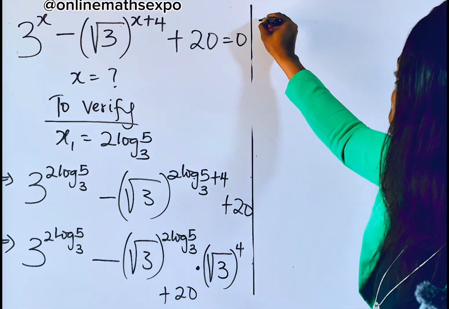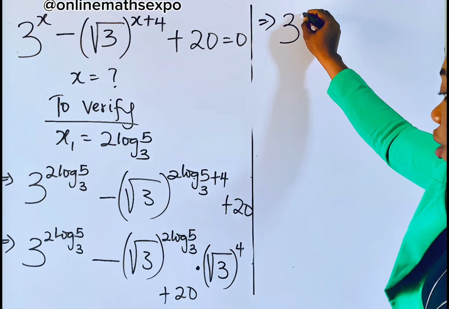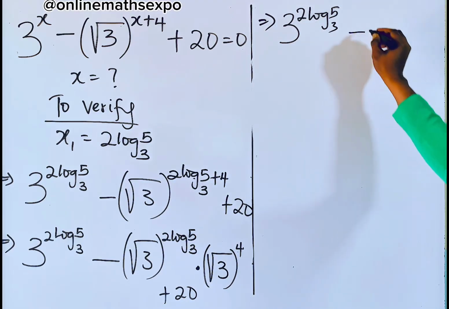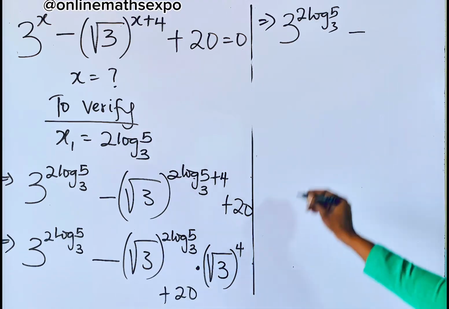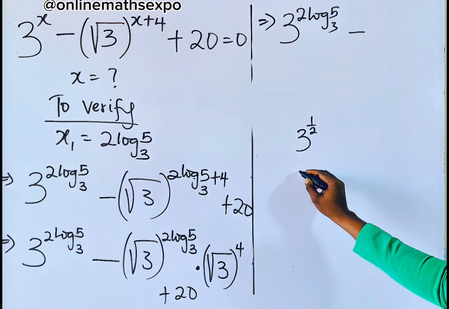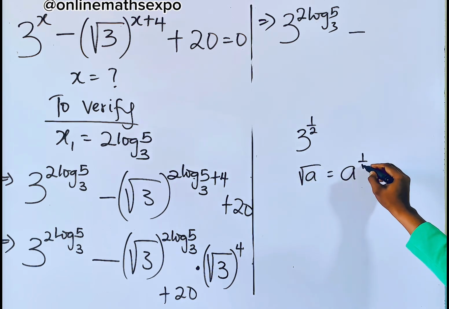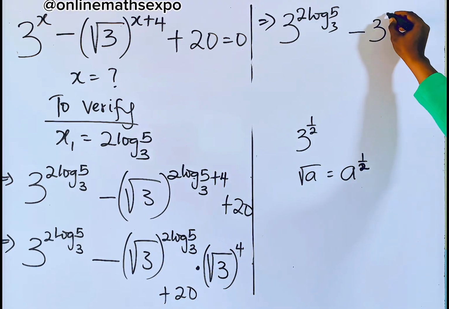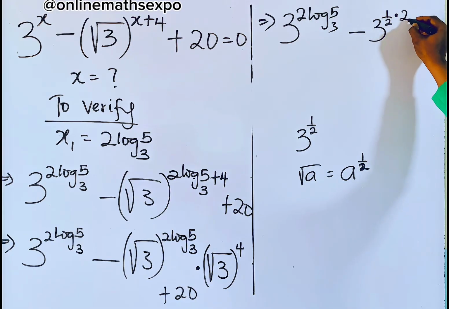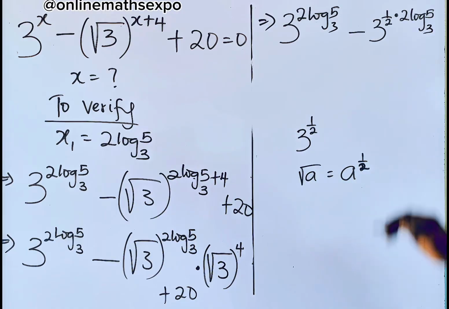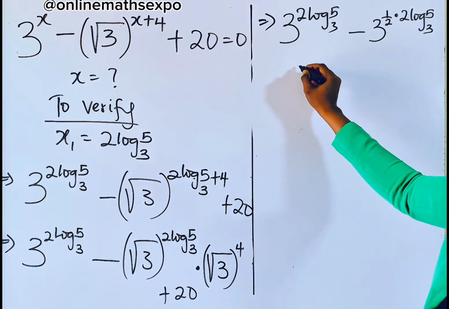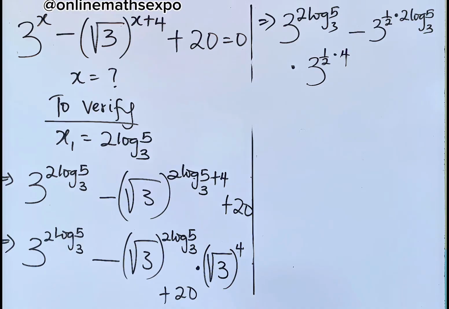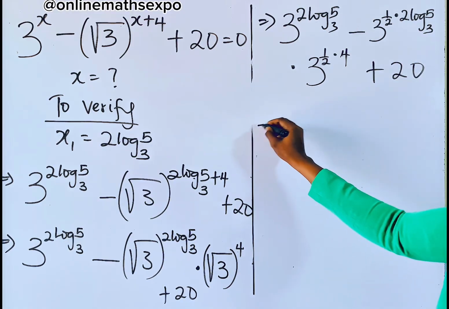Keep simplifying. So this gives us 3 to the power of 2 log 5 base 3 minus. Now remember that when you have root of 3, it is the same as 3 to the power of half. Just remember, for every root of a, it is a to the power of half. So we're going to apply this here. So this is the same as 3 to the power of half multiplied by 2 log 5 base 3. Interesting. Then we also have it multiplied by 3 to the power of half multiplied by 4, then plus 20. So keep simplifying this.